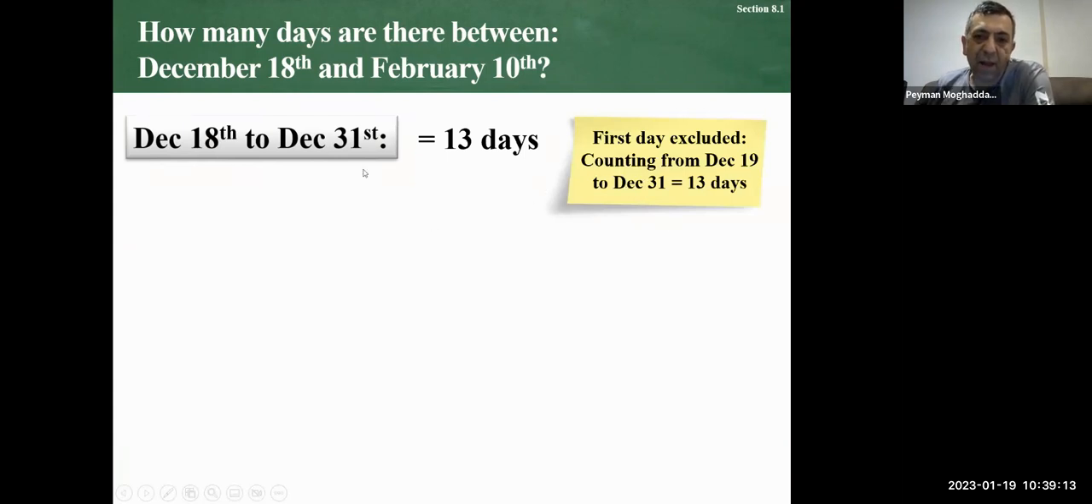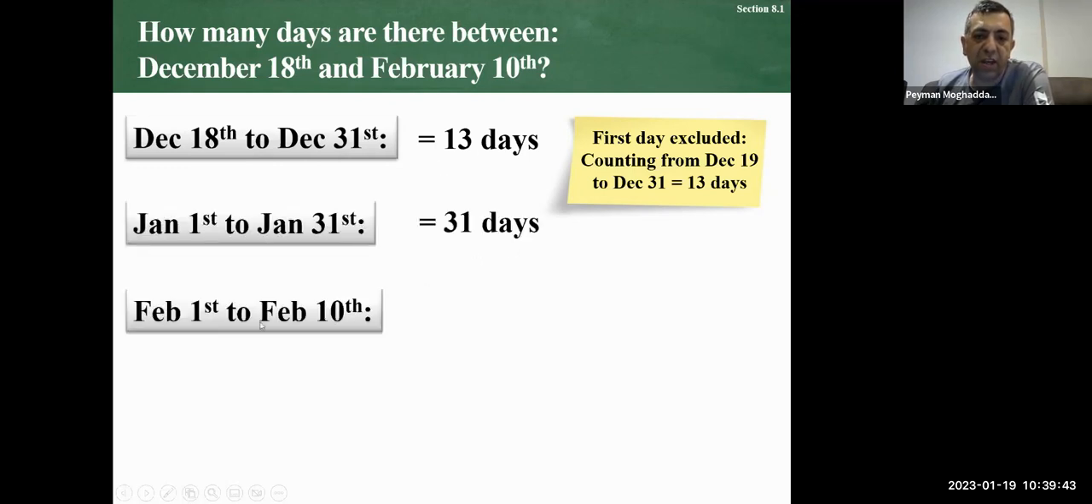For this example, it's a little bit confusing. I prefer to have the first day included, because if we learn how to include the first day, it's just better. So I would say this is 14, and then we don't include February 10. Either way, in this example the first day is excluded: 31 minus 18 without the first day is 13 days. January 1 to January 31st is 31 days. February 1 to 10 is 10 days. Why 10 days and not 9? Because the last day is included.